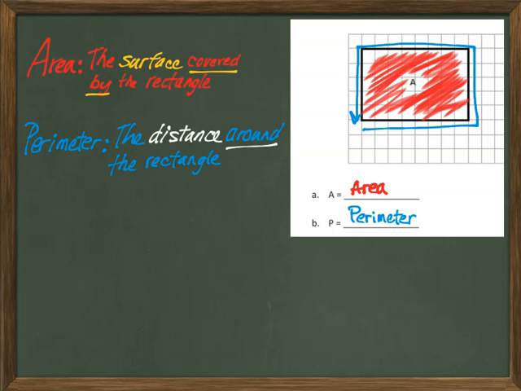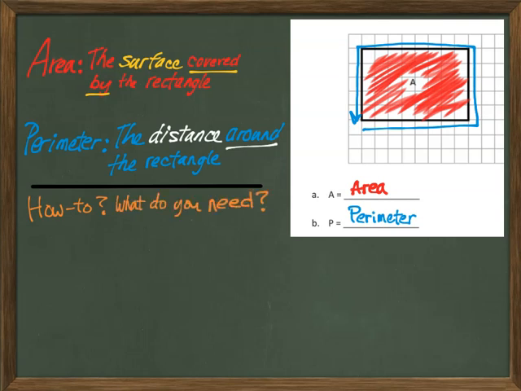So, to review, area is the surface that I cover with the tile. Perimeter is the distance around that I have to use baseboard to put on the walls. So, perimeter outside, area inside. How to? What do you need to make those calculations? Well, you need something that we call dimensions.